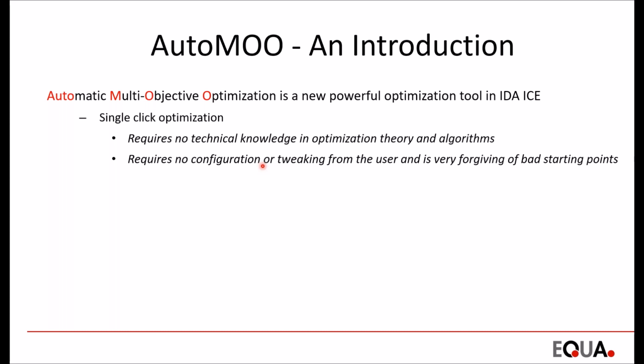Automo will also automatically detect the type of optimization being conducted, so whether it's a single optimization or a multi-objective, and it will run accordingly. Automo can handle large optimization cases, with thousands of parameters and hundreds of objective functions.